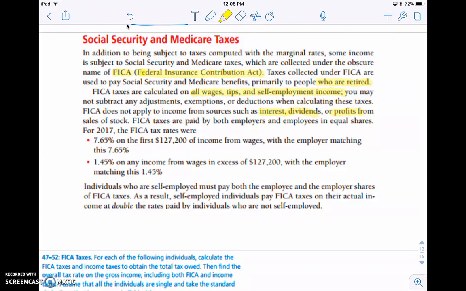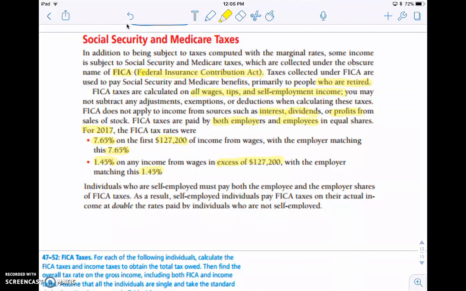Now FICA taxes are paid by both your employer and the employee. You share this equally. So in 2017, and this number changes from year to year in a lot of cases, the FICA tax rate was 7.65% on the first $127,200 of income, with the employer matching that. So you pay it and your employer pays it. Now, if you have an income that exceeds $127,200, then you pay 1.45% on anything that exceeds that, and your employer matches that.